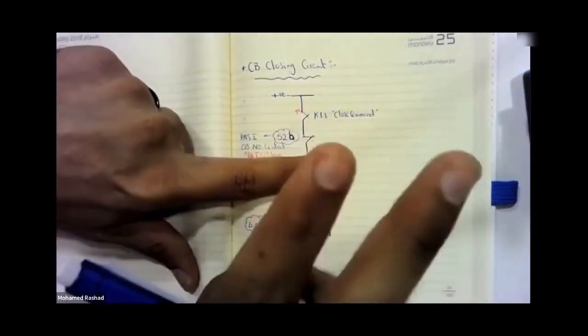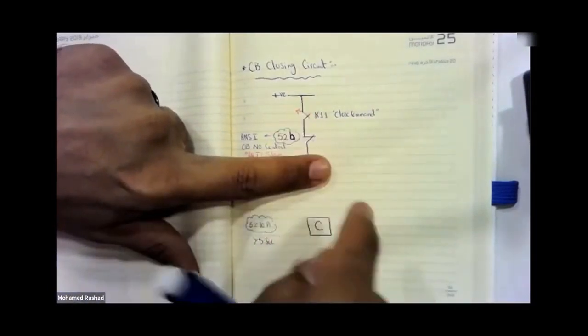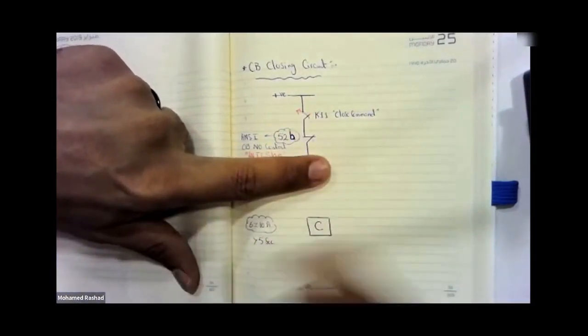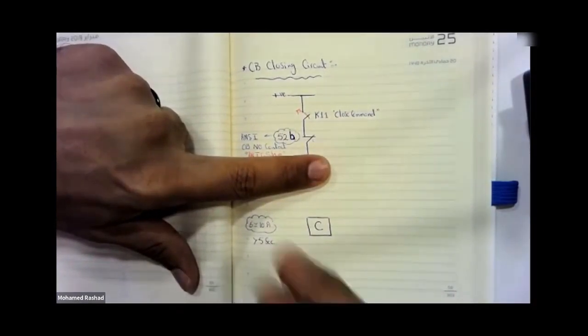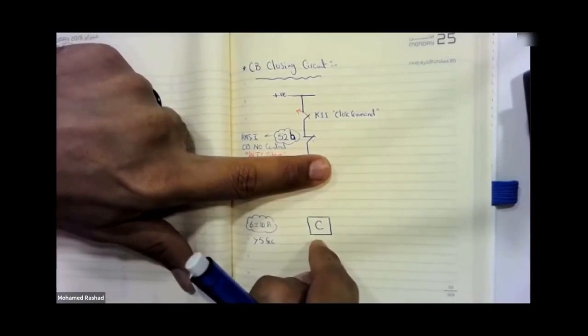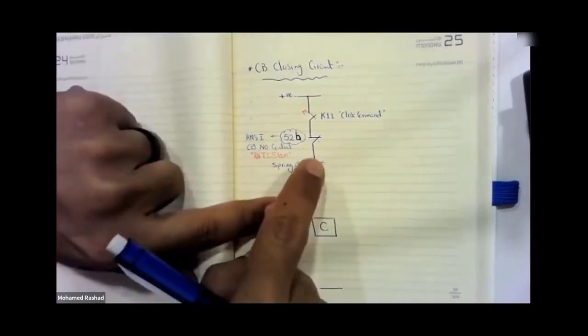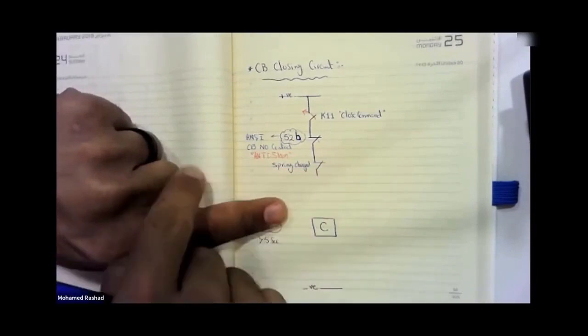The breaker is open. The current goes to the closing coil. The closing coil is drawing current. But does the breaker close? No. Why? Because the spring is not charged. Now, can't this burn the coil or not? It can burn it. That's why I put a normally closed contact to handle the spring state.